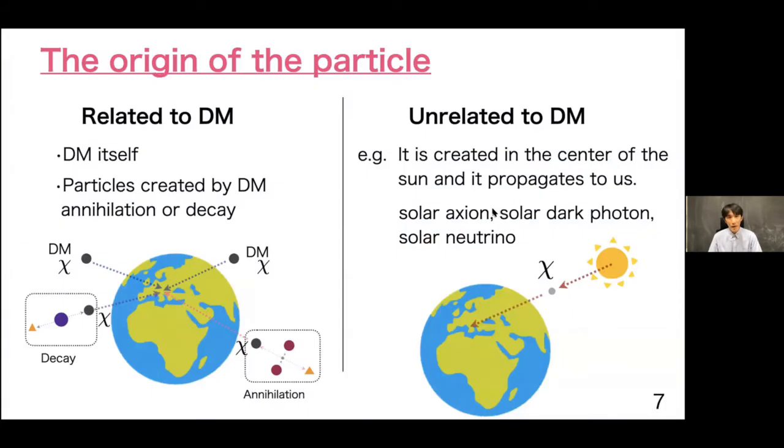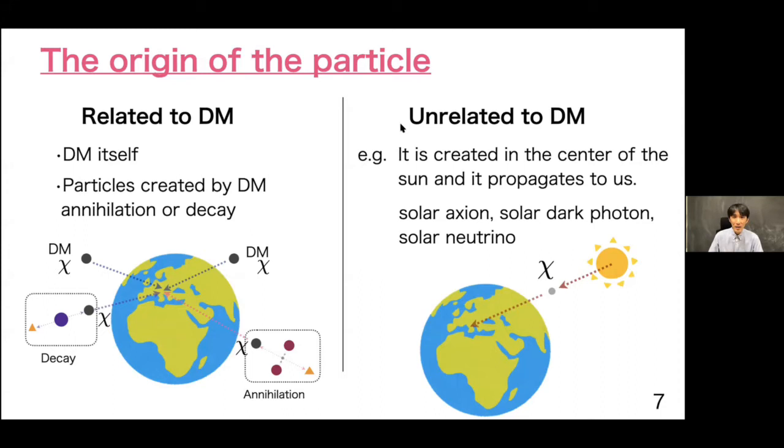So the origin of the particle might be related to dark matter or maybe totally unrelated to dark matter. In the former case, this particle, let us call it chi, may be dark matter itself, or it may be created by annihilation or decay of dark matter. In this case, the produced chi particle can have relatively large velocity, which is actually advantageous for explaining the XENON1T excess, as I explain on the next slide.